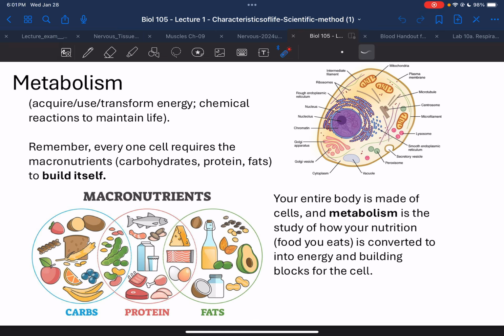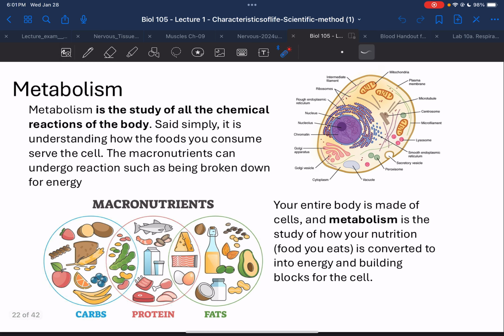Now remember that your whole entire body is made of cells. And so metabolism in this class is going to be studying how your nutrition is converted into energy and building blocks for the cell, with a special emphasis on building blocks for the cell. And we will learn how we also turn it into energy. So the study of all the chemical reactions, this is the more technical and appropriate textbook definition of metabolism. It's all the chemical reactions in the body. And so we're going to see next week how they serve the cell.